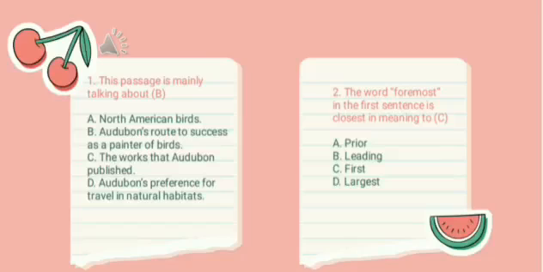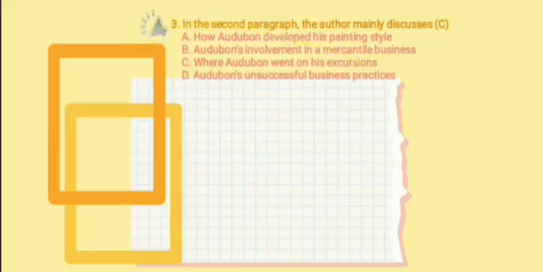And the second, the word "foremost" in the first sentence is closest in meaning to blah blah blah. That is, we focus on the first paragraph and the closest synonym. And the third, in the second paragraph the author mainly discusses, so we focus on the second paragraph about where Audubon continues his journey, namely C, because the second paragraph already explained about Audubon's journey.